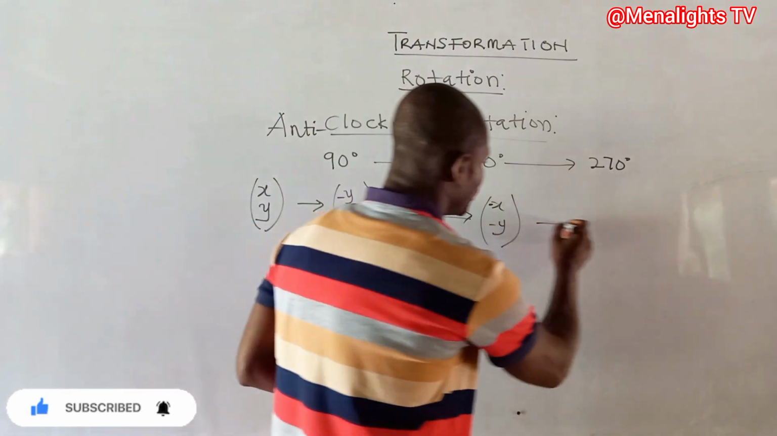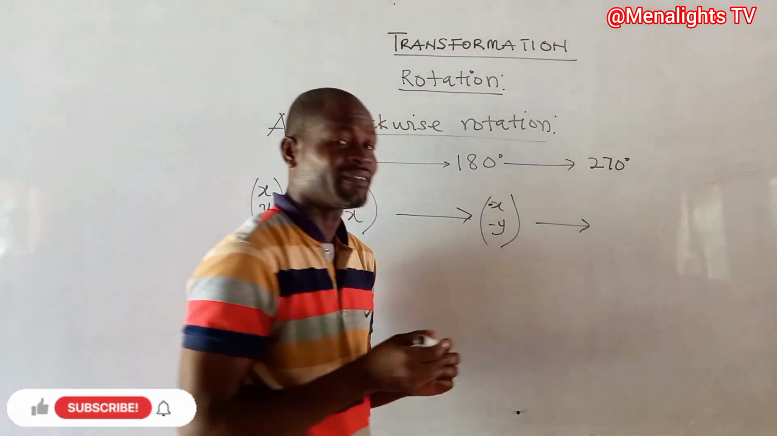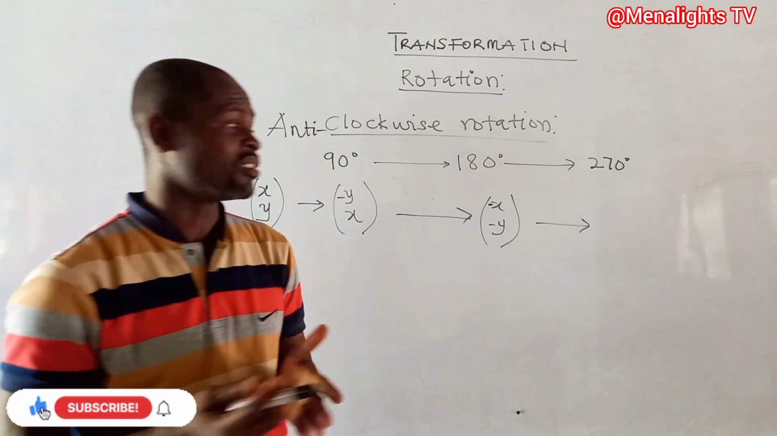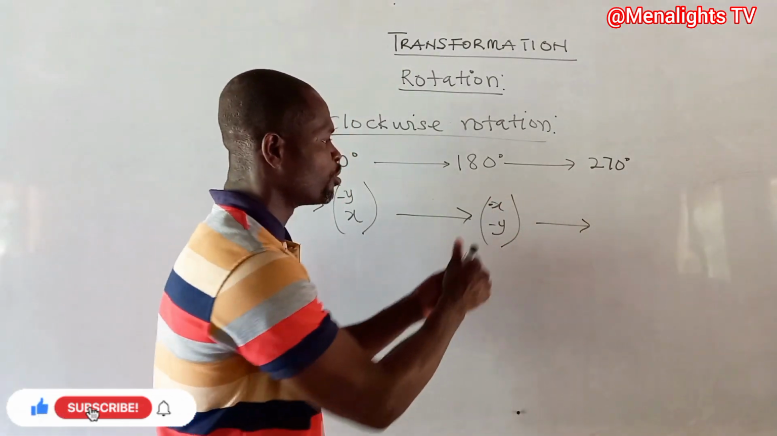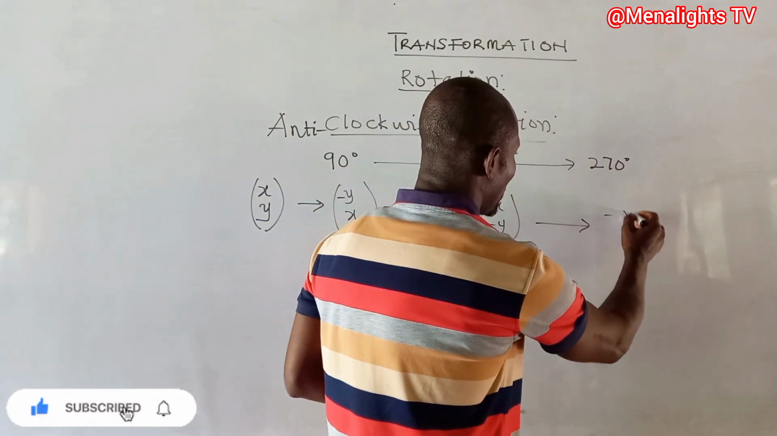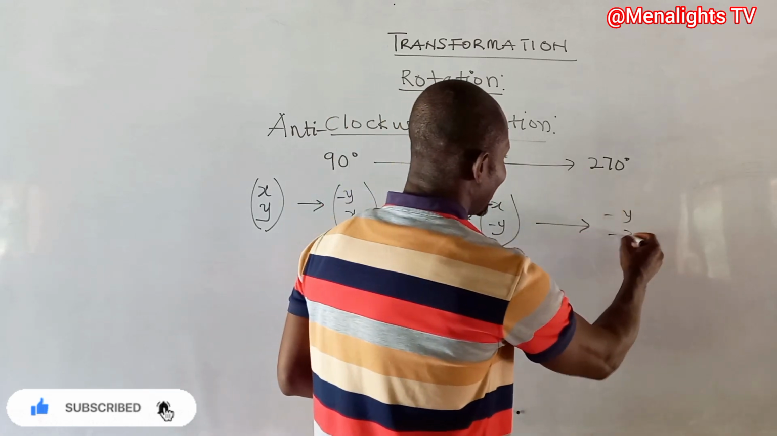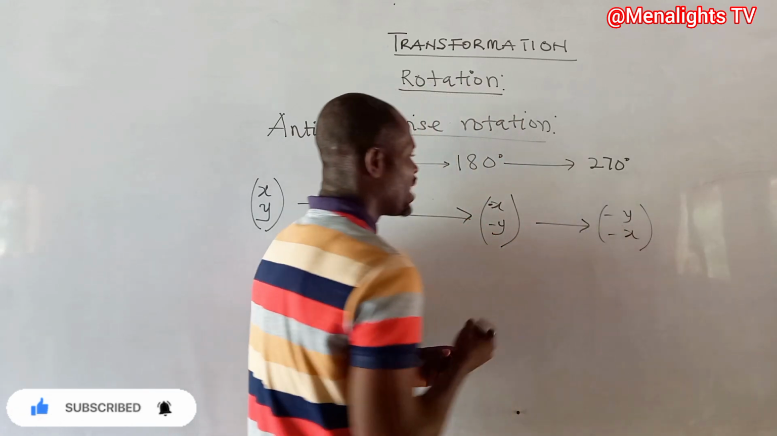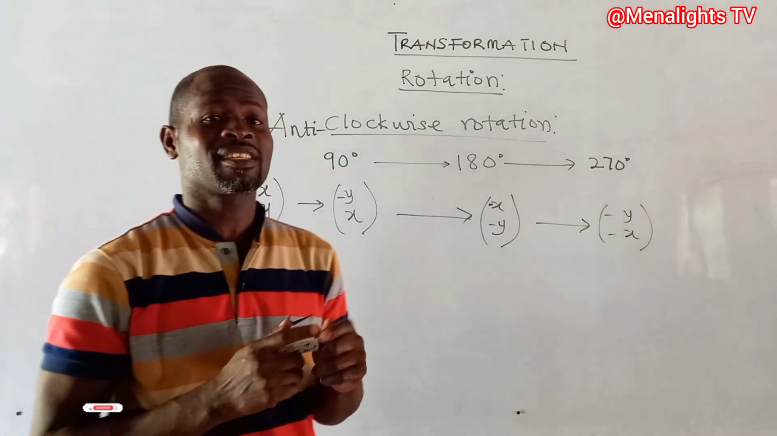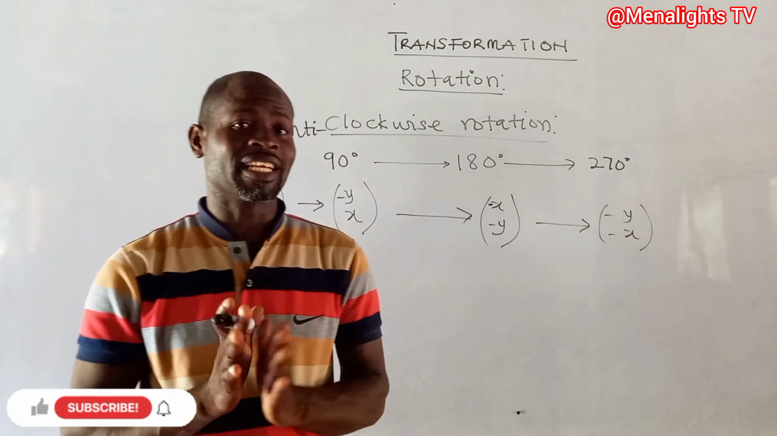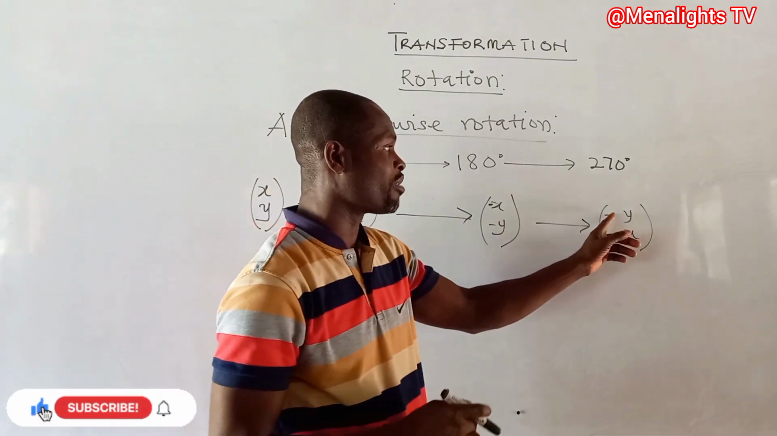Then we move to 270 degrees anti-clockwise rotation. The same way we change the position of these two, we have the minus y at the top and then minus x at the down. And what we have to do here is that the first number at the top takes the negative. So because of that, this number is already negative.